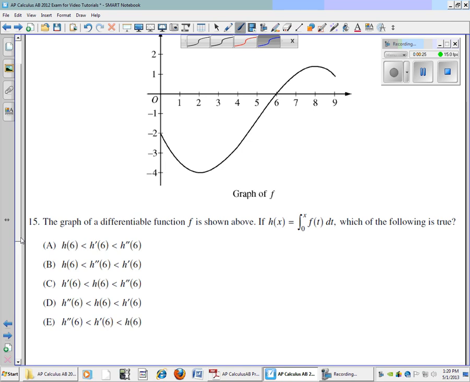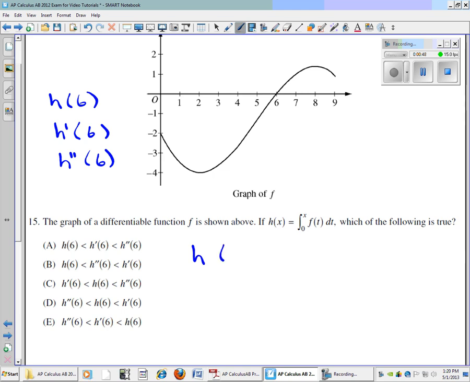And we notice that we see an h of 6, we see an h prime, or the first derivative of h at 6. We see h double prime, or the second derivative of h at 6. And what we're noticing is we have to look at the statements and determine which one is true. And so let's begin. Let's look for h of 6.